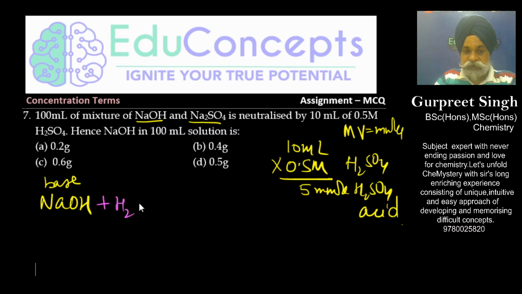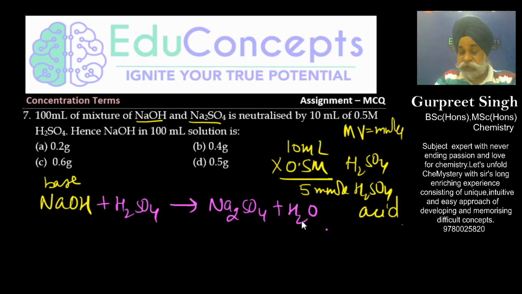So when it reacts with sulfuric acid, it would give me sodium sulfate along with water. And since the reaction has to occur through the stoichiometry, we have to balance it out. So you would get 2 moles of NaOH reacting with this one. Now, thereafter the solution is very easy.